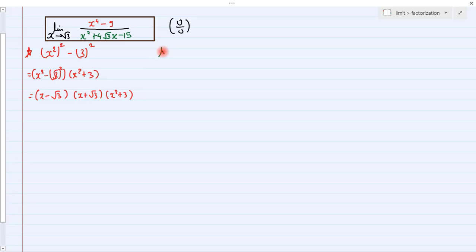Now let's try to get factors of denominator, which is x square plus 4 root 3x minus 15, and for that we need two digits having product equal to minus 15 and summation equal to 4 root 3, and those digits are 5 root 3 and minus root 3. So first and last term will be as it is. We can split our middle term as 5 root 3x minus root 3x.